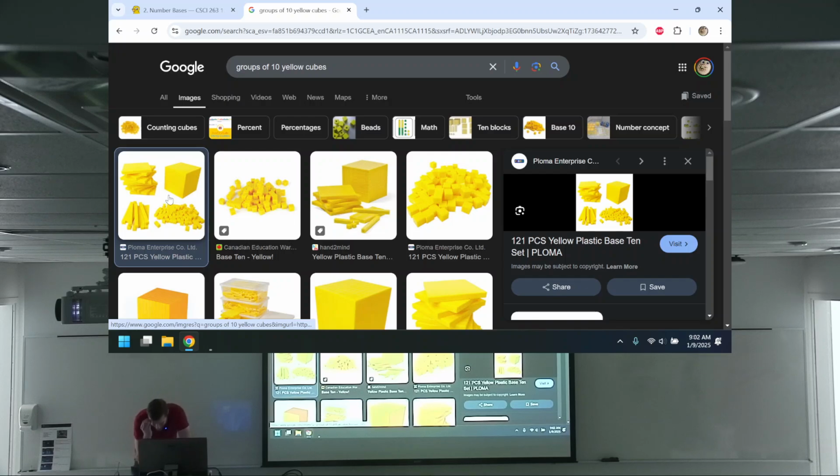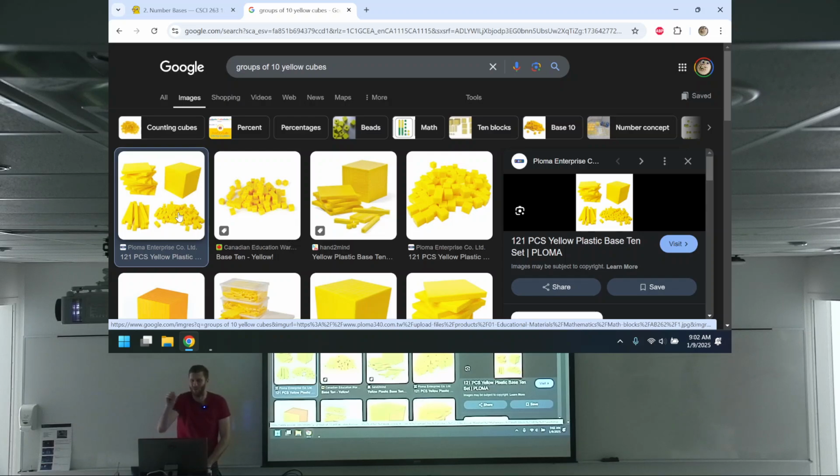This is exactly what I was envisioning in my head, right? You have individual cubes, and then you have groups of 10. So how many groups of 10 do I have? If I have 3 groups of 10 and 4 ones, that's 34, right? It's funny, though, because you're going to say, yeah, obviously, but this is only so obvious because it's base 10.